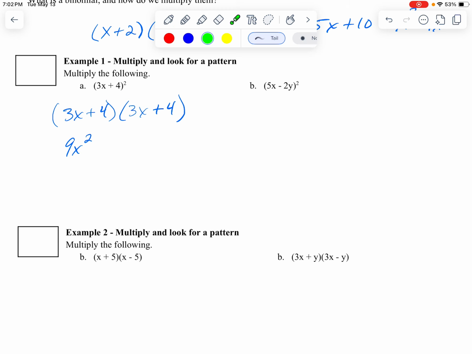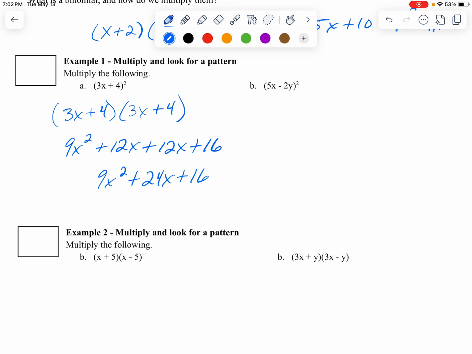I tend to kind of naturally do the FOIL method. So first times first, outside, outside. So 3x times 4, that's going to be 12x. And then I've got another 12x, and then 16, which would simplify to 9x squared plus 24x plus 16. So I would recommend trying the next one and seeing if you notice any sort of pattern to this. And then we'll discuss in just a second.